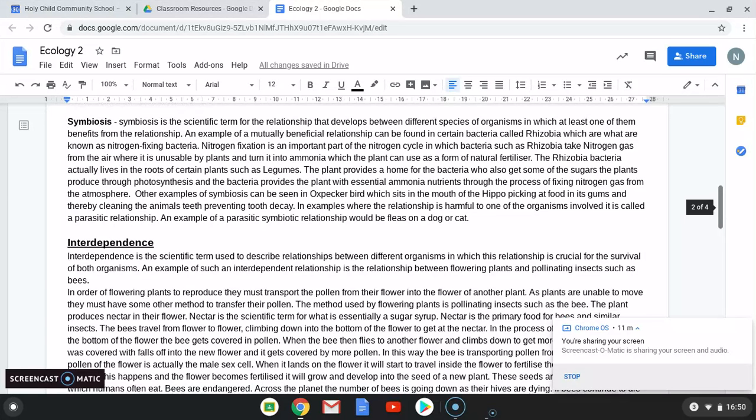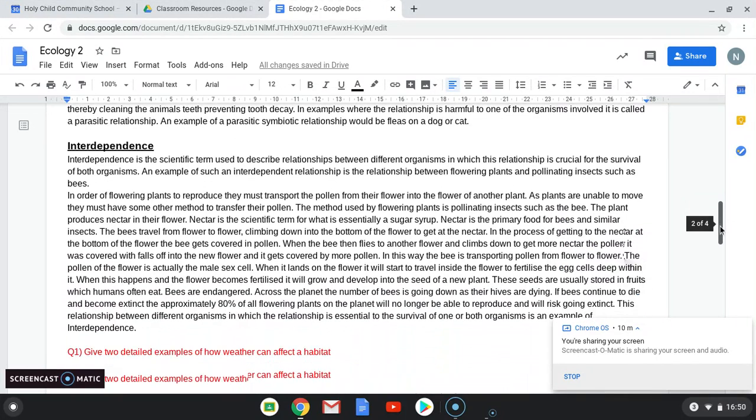An example of a relationship that is harmful to one of the organisms would be a parasitic relationship. A simple example of a parasitic relationship would be fleas on a dog or a cat. The dog or the cat in no way benefits from fleas living on it. The fleas are surviving on the host animal by drinking their blood.